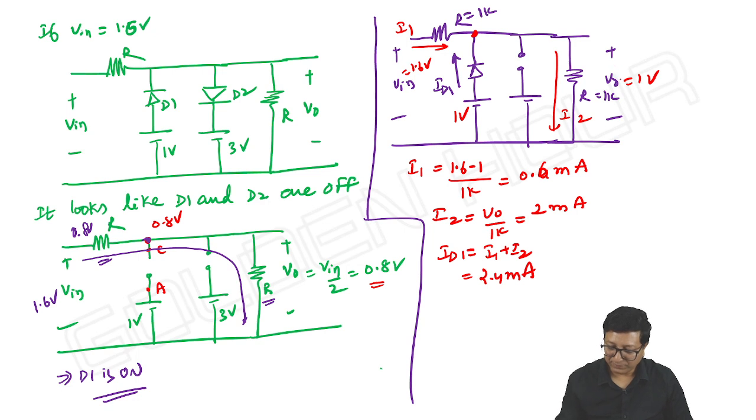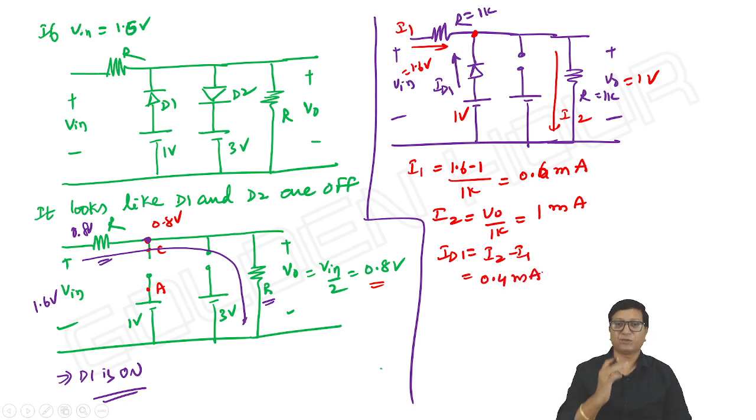Okay. Then what about I2? I2 is V output by 1K. It is 1 milliampere. What about ID1 then? I1 plus ID1 is equal to I2, or ID1 is equal to I2 minus I1. It is 0.4 milliamperes. That's it. Very sorry. It's a simple calculation.